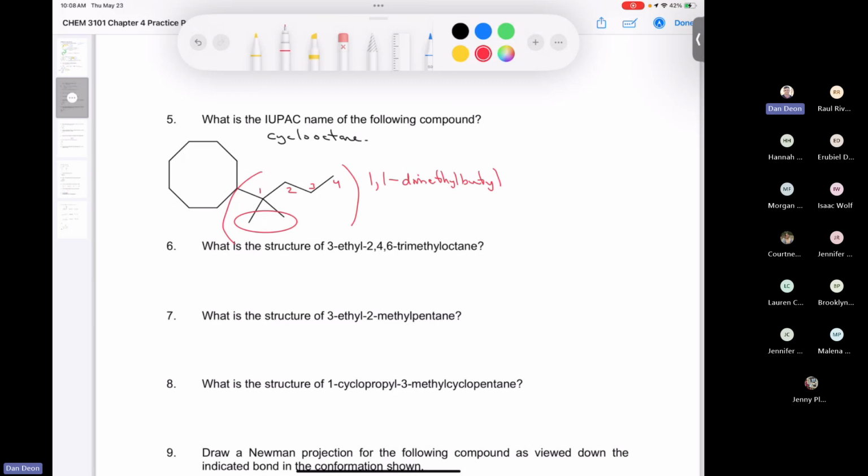Again, I don't even know if I have a question about a complex substituent on the quiz, so don't stress about those a whole lot. But if you put it all together, you get 1,1-dimethylbutyl. So I'll put it down here, 1,1-dimethylbutyl cyclooctane. Cyclooctane, there we go.